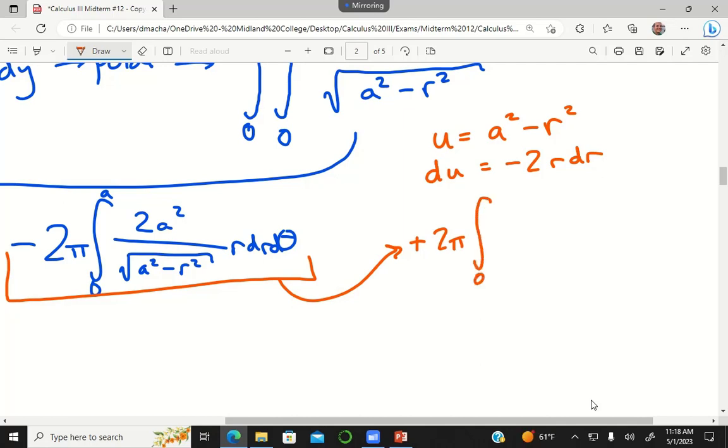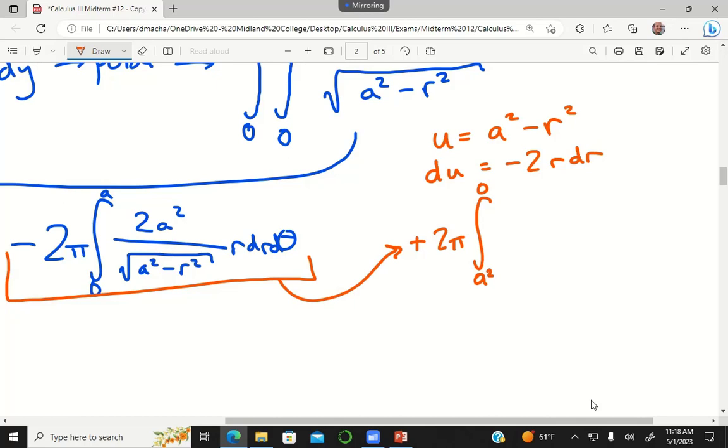integral from 0 to a. Well, actually, hold on, what are my new bounds? If I plug in 0, I get a squared, yeah, it becomes a squared. And then up here, my upper bound is 0. Cool.